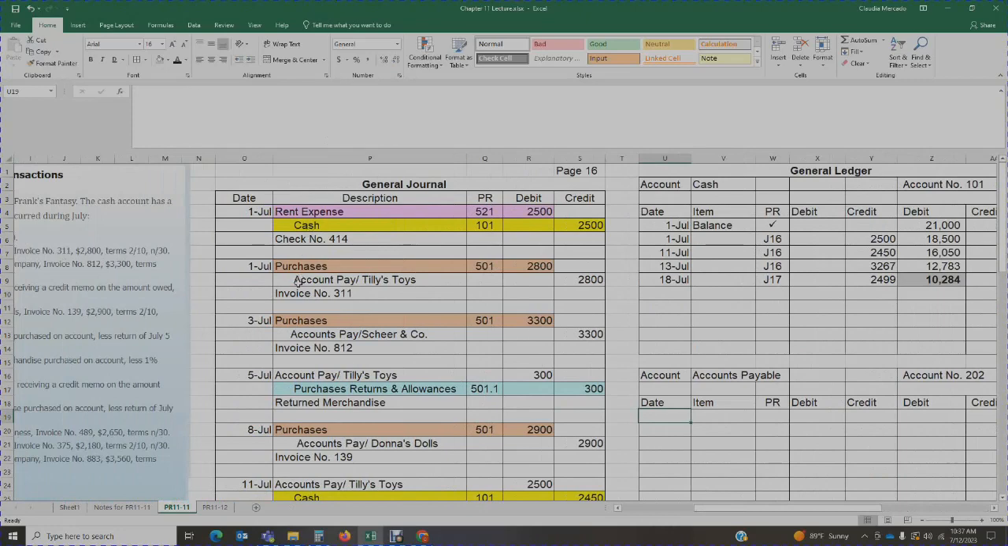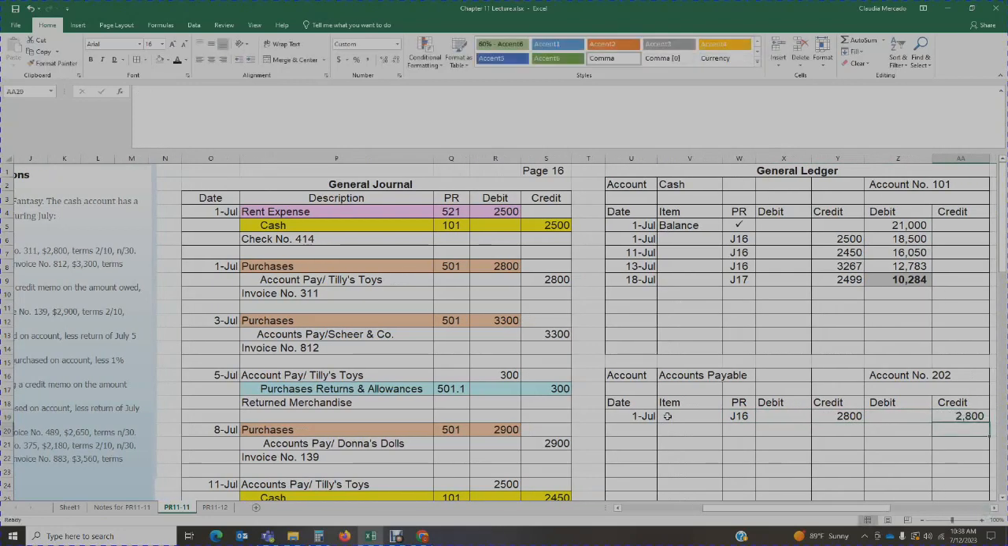So right now, all I'm going to do is go through one at a time, and I'm just going to post those, transfer that over to my accounts payable ledger. So I've got July the 1st, Journal 16, and I've got a credit of $2,800. So my balance is $2,800. Okay. I already posted this to account number 202.